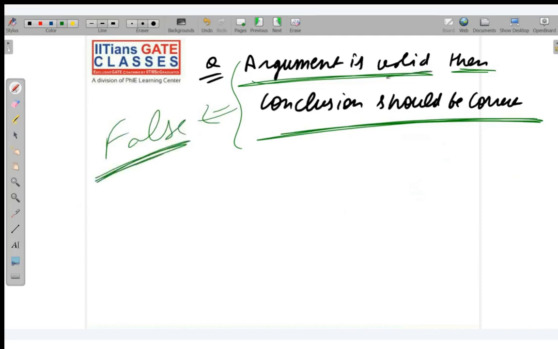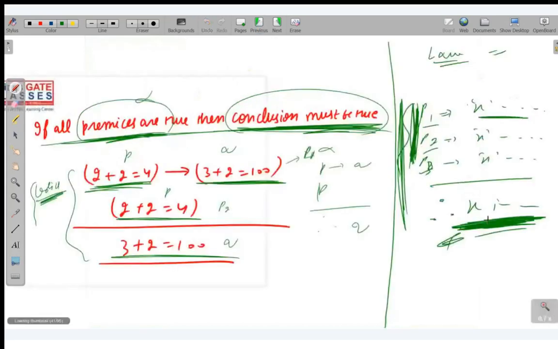When the argument is valid, the conclusion may or may not be correct. I have told you, see this here itself. The entire argument was valid, but the conclusion is not valid.